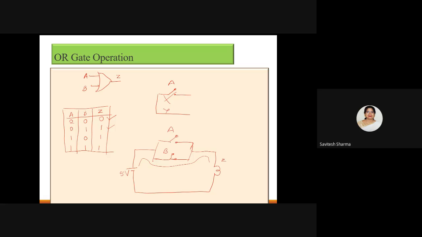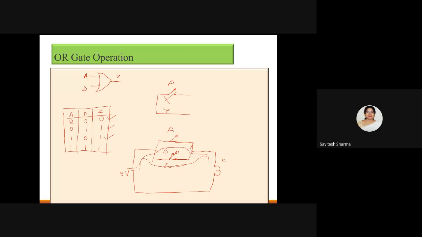Third case: if A is 1, that means it is closed and B is open. Now the loop is forming through this path. Again, it is a closed loop, but the path is different. It doesn't matter to the bulb, it needs only supply. Because A is 1, your 5 volt is applied across the bulb, and the bulb will glow.